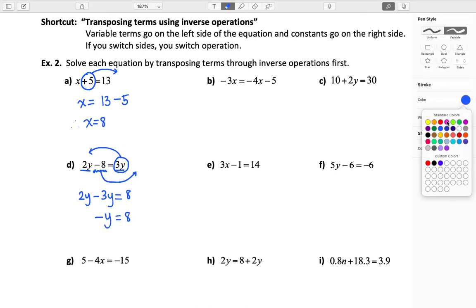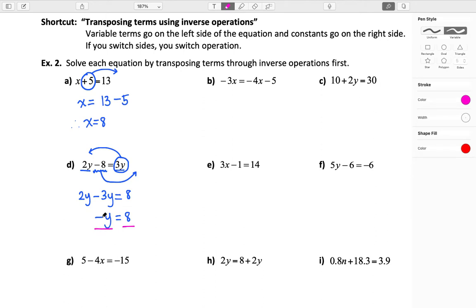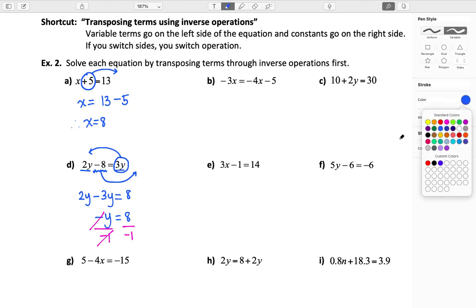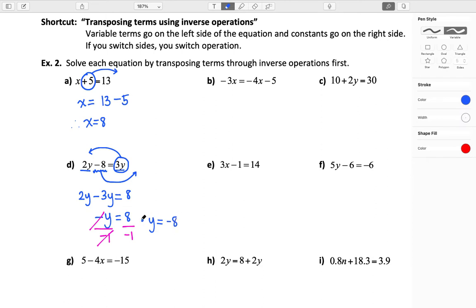Now, what's in front of y? We don't want anything in front of a variable, negative 1. So we're going to divide both sides by whatever is in front of y, negative 1. So negative and negative cancels out. So 8 divided by negative 1, y is equal to negative 8.